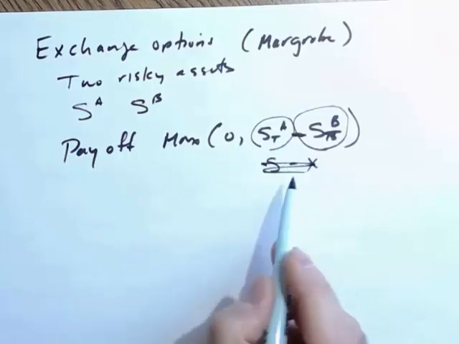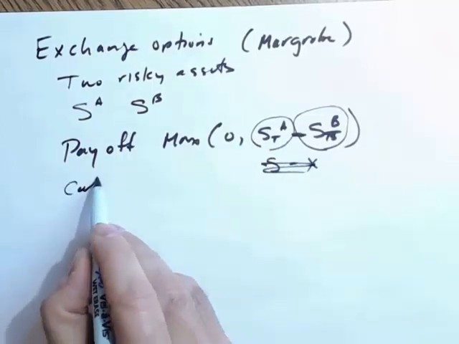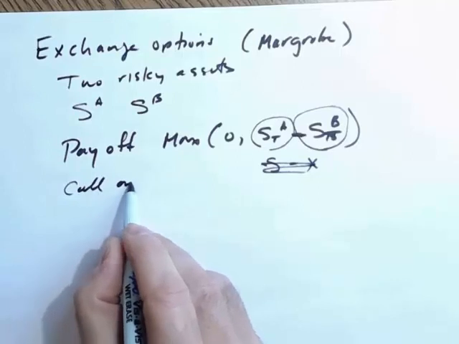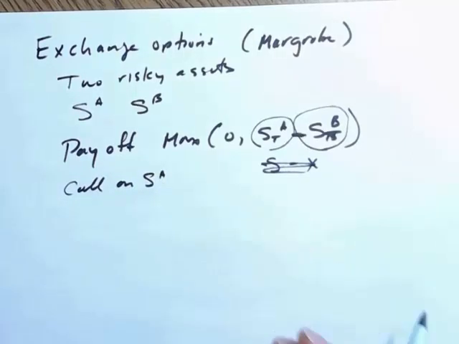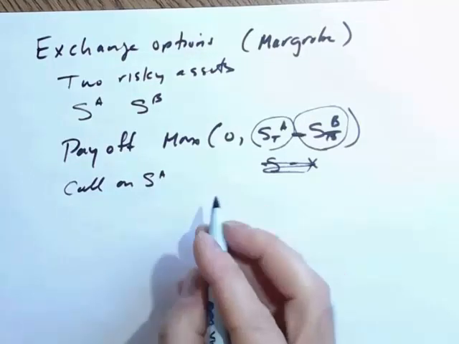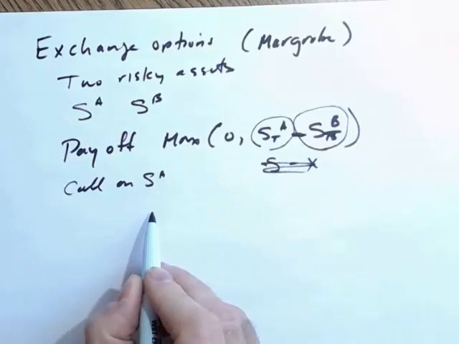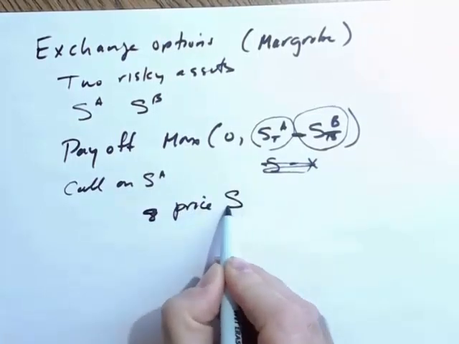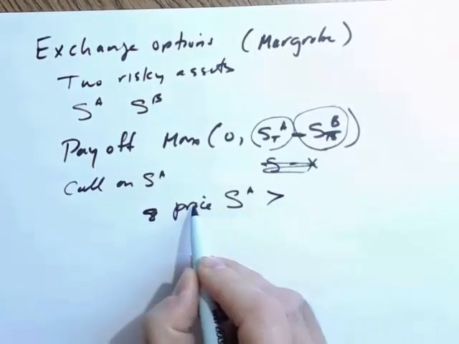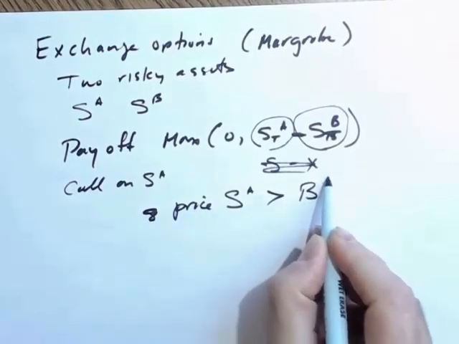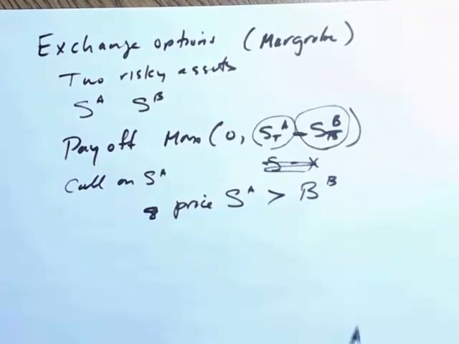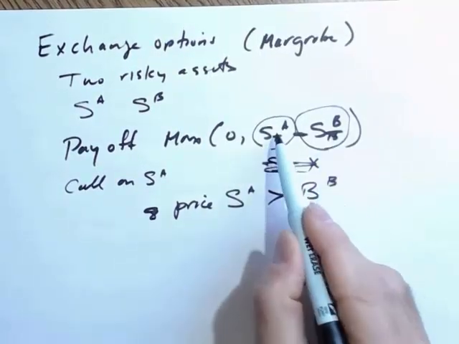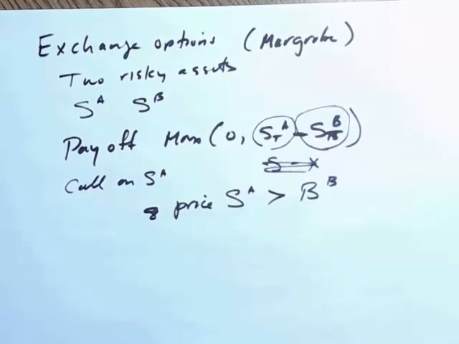So if you look at this option, we're going to look at it from the call perspective. It's a call on stock A. Let's look at it from that view throughout this video. It'll keep our heads on straight. We will only want to exercise this option, or it's only going to be in the money, if the price of stock A is greater than the price of stock B. In that case, it's worthwhile to give up B and receive A. So that's the premise of these options.